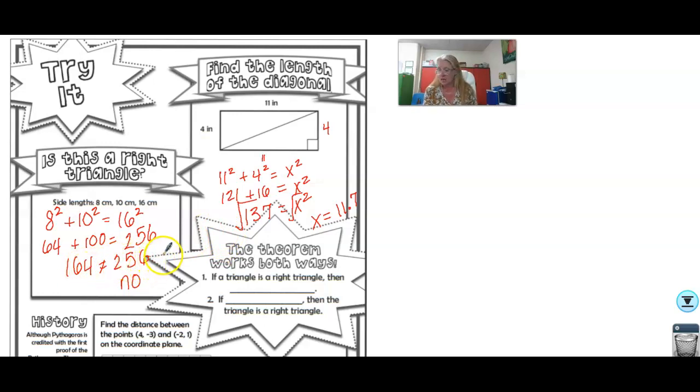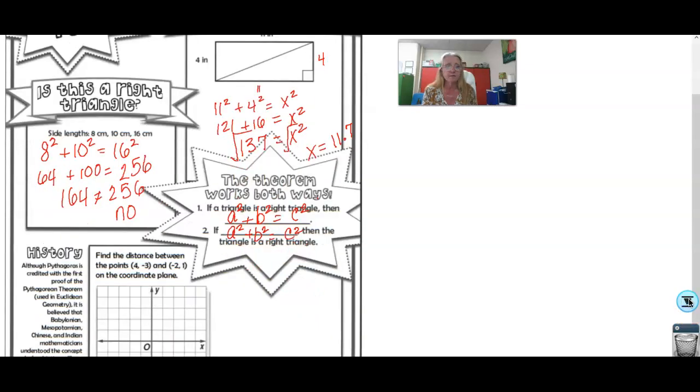Okay. So over here, it says the theorem works both ways. You can find a missing side or you can prove whether or not a triangle is a right triangle. If a triangle is a right triangle, then a squared plus b squared equals c squared. And if a squared plus b squared equals c squared, then the triangle is a right triangle. So you just basically wrote the same thing twice.